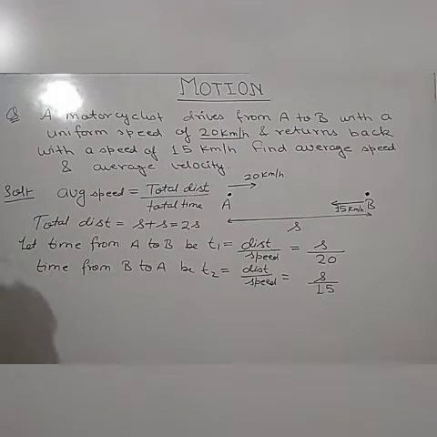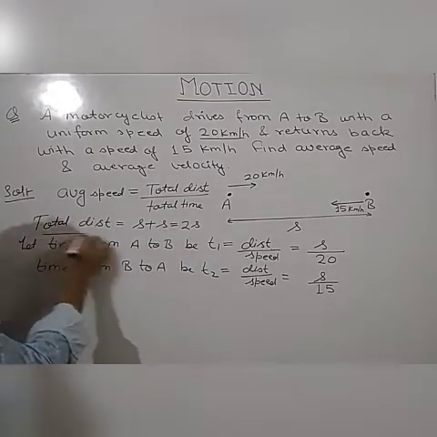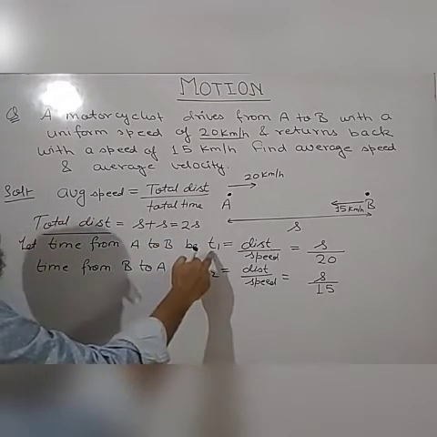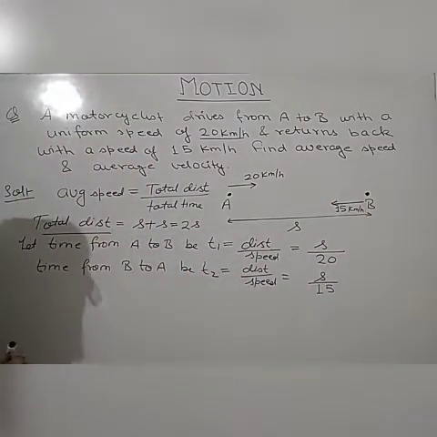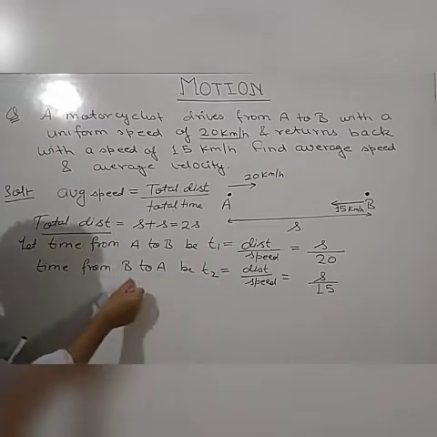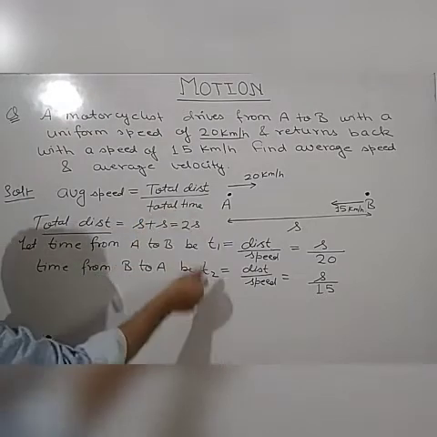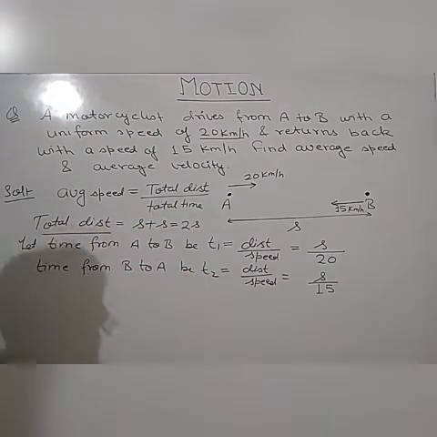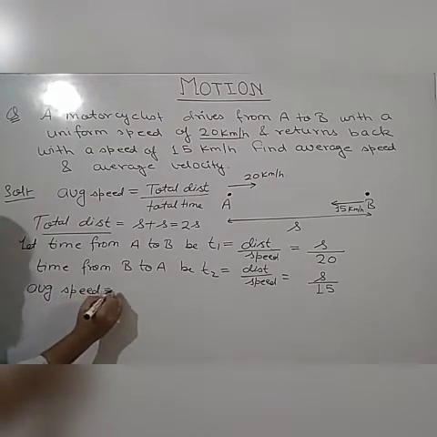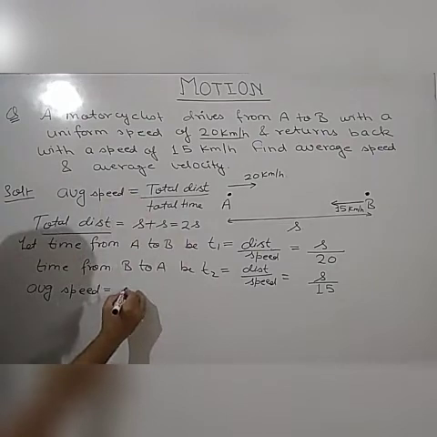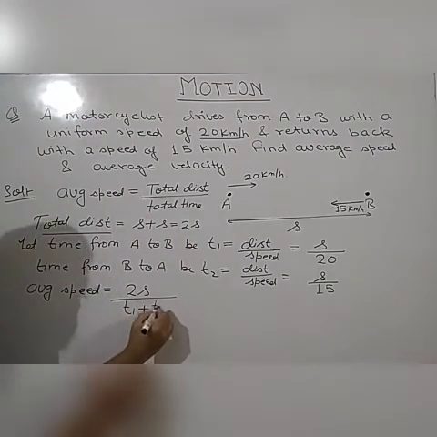Now as we know the formula of average speed, it is total distance upon total time. We have found the total distance, which is 2S. The total time will be the time from A to B plus the time from B to A. So the time from A to B is T1 and the time from B to A is T2. It means the total time is equal to T1 plus T2. So the average speed is equal to total distance, 2S, upon total time, T1 plus T2.